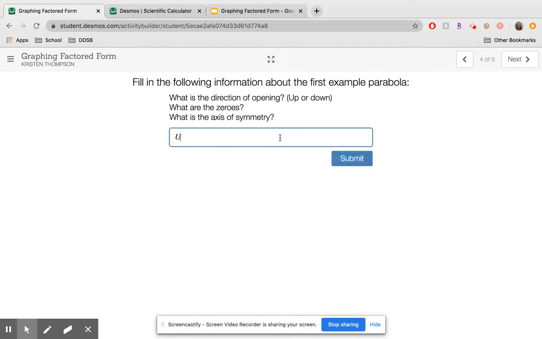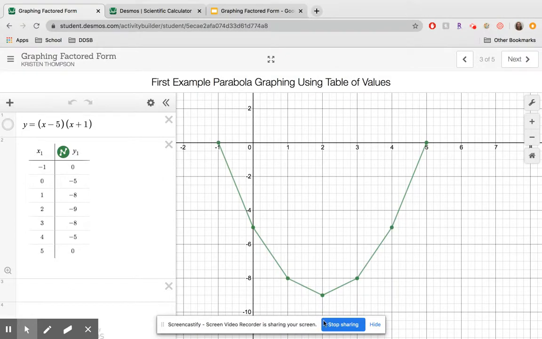Okay, so we saw that the direction of opening was up. Zeros: x equals -1 and x equals 5. And what's the axis of symmetry? This is the x value of the point where our vertex is. So right here is our vertex, and we go all the way up, it's 2. So my axis of symmetry, where the left side will equal the right side, is x equals 2.